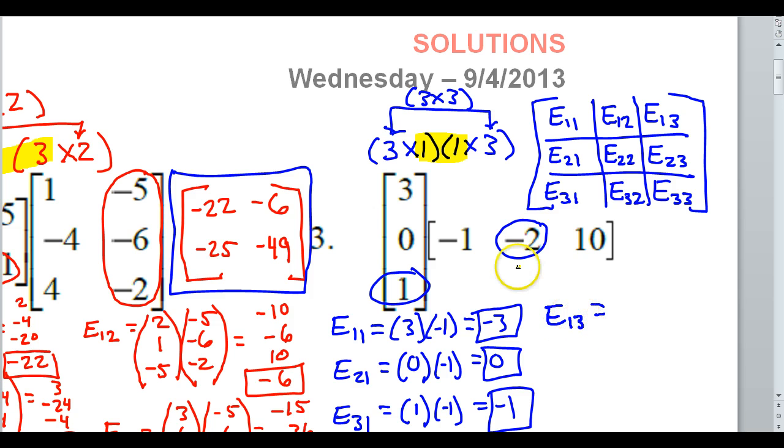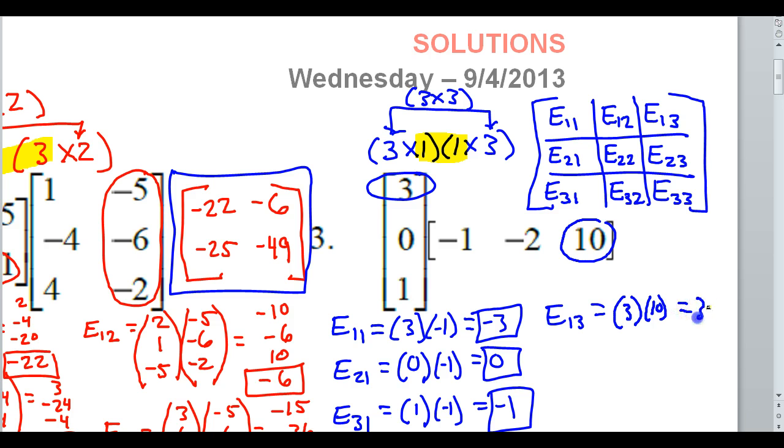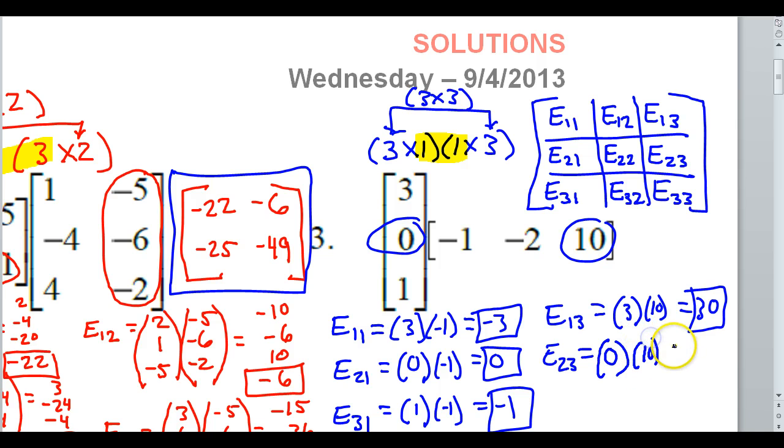That's row 1, column 3. So this is row 1, and this is column 3. So that is 30. Next, element 2, 3. That's row 2, column 3. So that's 0 times 10, which is 0.